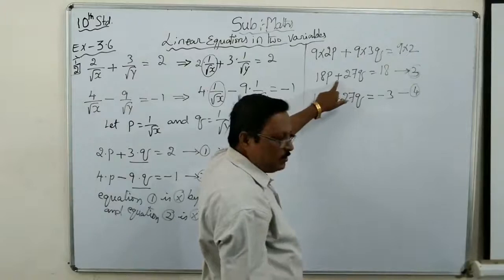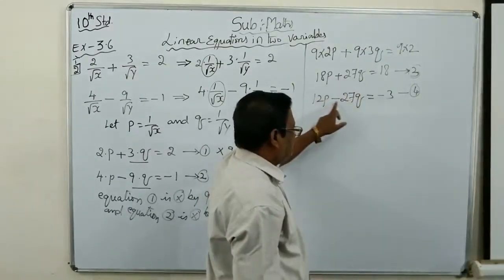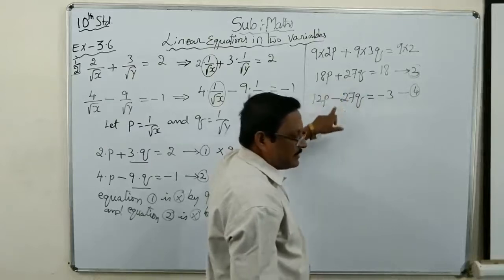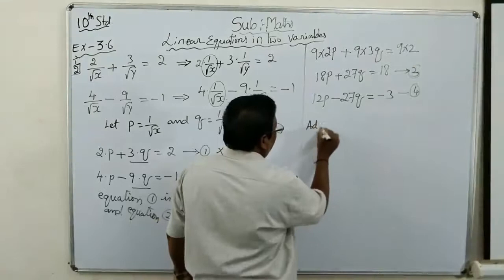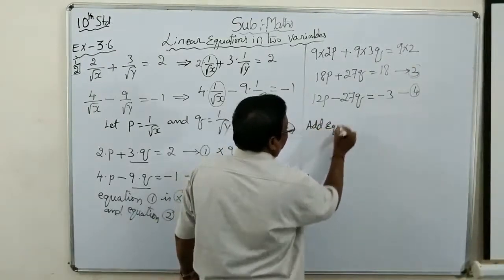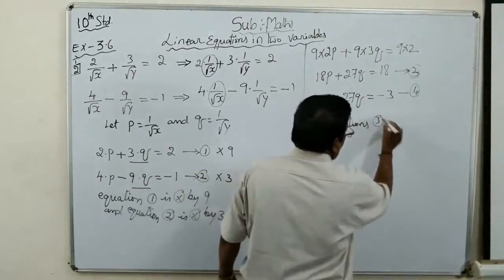Here you see the coefficients of q. The coefficient of q is plus 27 here, and here the coefficient of q is minus 27. Already the signs are different. Then you add equations 3 and 4.